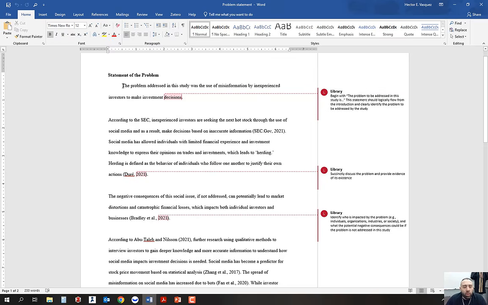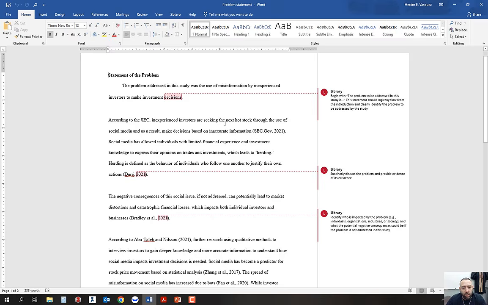So to begin, just start off, the problem addressed in the study will be the use of misinformation by inexperienced investors to make investment decisions. That already is as clear as it can be. What's the problem? The misinformation that is used by inexperienced investors to make investment decisions.